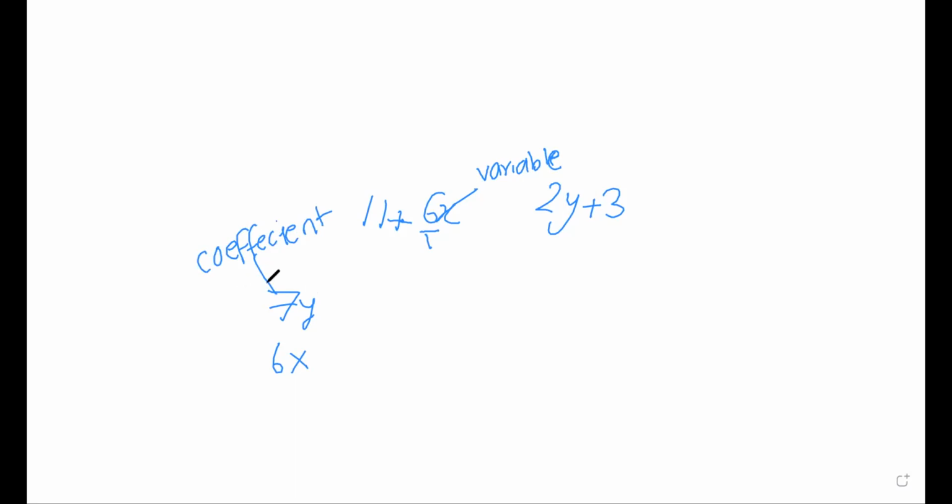Now the question will be, what is the coefficient here? Like for example, if it's 2y plus 3, you will not say 3 is the coefficient. The coefficient has to be next to the variable, meaning there must be no plus between it and y. So what is the coefficient here? 2 is the coefficient.